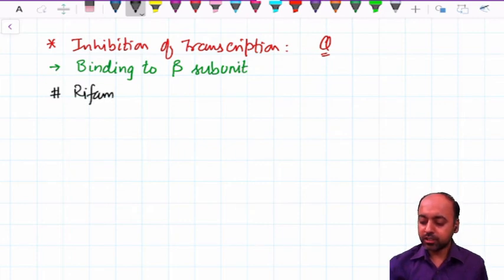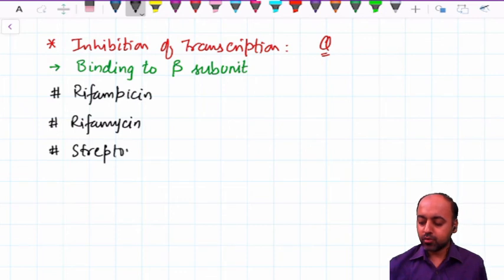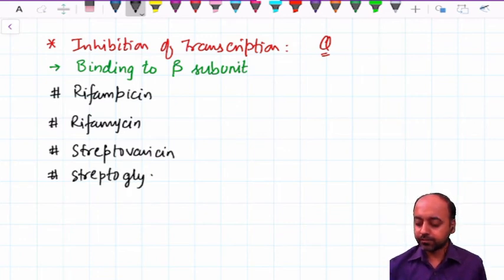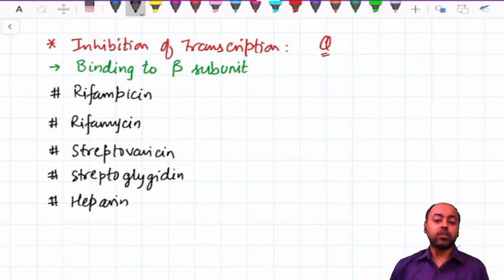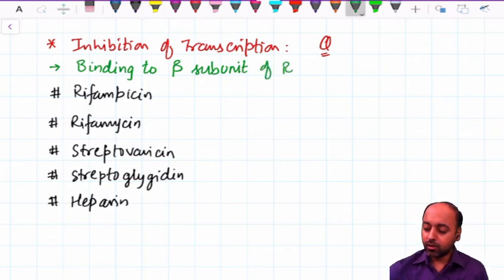obviously you will read about these drugs in detail next year, I'm just giving you the name: rifampicin, the rifamycin, the streptovaricin, the streptoglycidin, and even heparin. All of these will bind to the beta subunit of RNA polymerase.